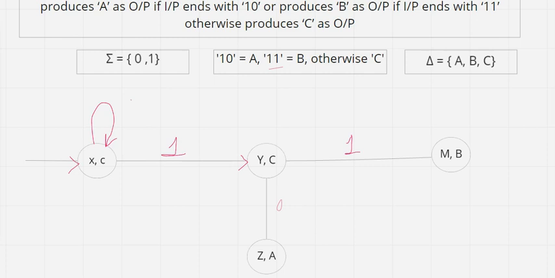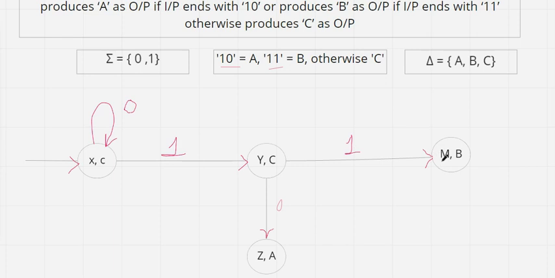Now moving to the next state, that is Y. For now I am first looking at the 1, 0 part. Y has this transition moving towards Z, and it has one transition for 0 and another transition for 1, so I don't have any problem with the state Y.